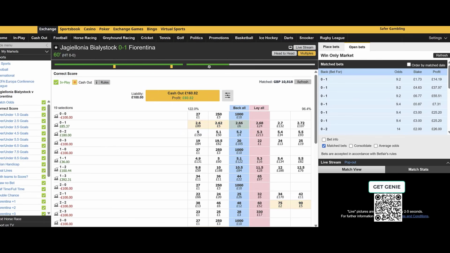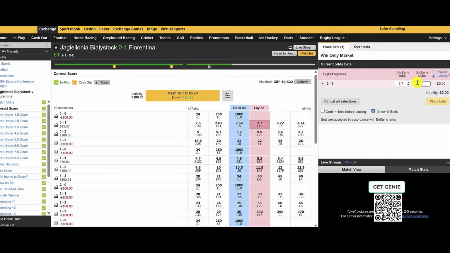So the goal did not stand. And if you're eagle-eyed, they also took my lay bet away. So actually, that's quite kind of them. We're actually probably going to get a chance to lay off just a little bit more.